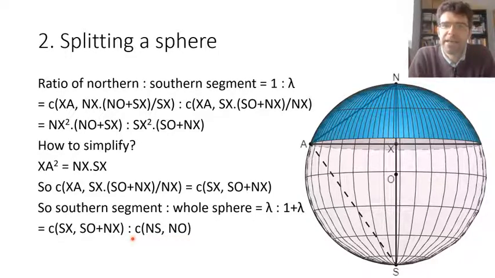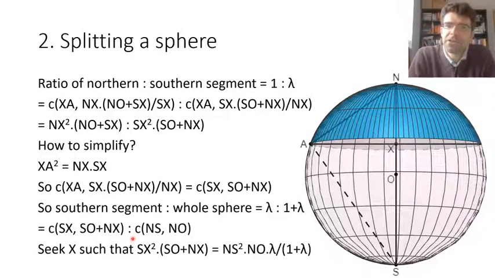So we need to find x on NS such that SX squared times SO plus NX is equal to NS squared times NO times lambda to 1 plus lambda. And the nice thing about that expression is that everything on the right-hand side of the equals has been given by the terms of the problem.